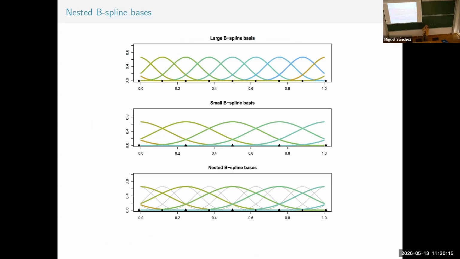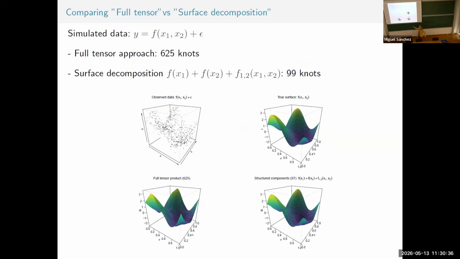This is a large B-spline basis. The middle one is a nested basis within the one there, and I put the two ones together. So you see that the space spanned by both is the same, but I reduce the number of coefficients. And I'll give you an example. I simulated some data, which is on the top left. I put this through a surface, and then I added noise.